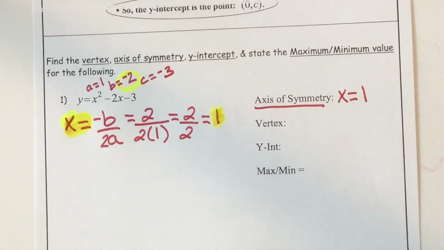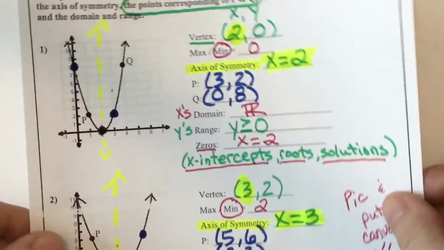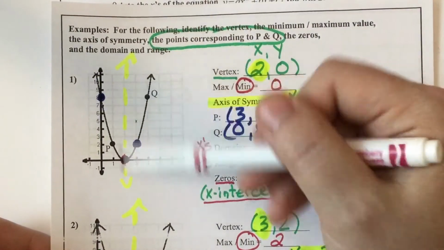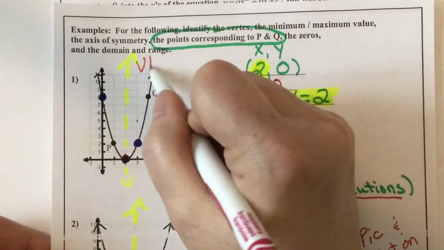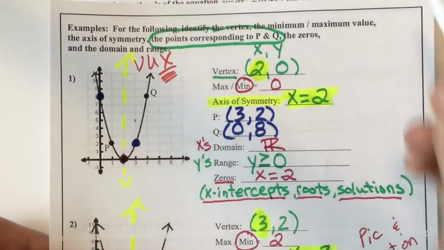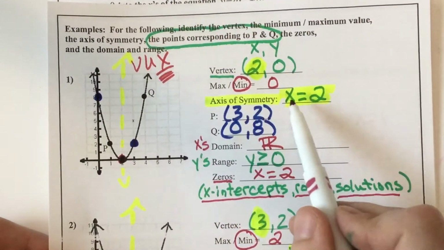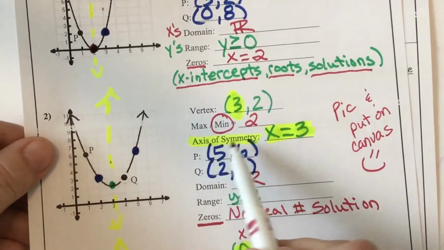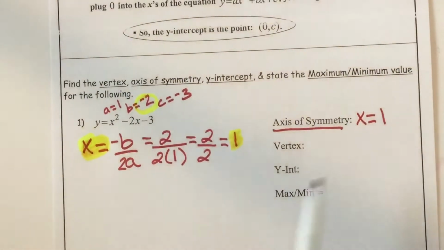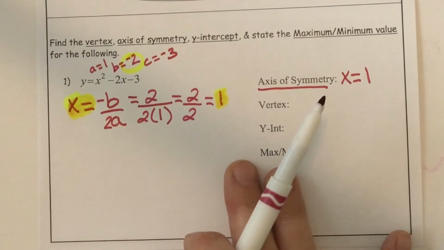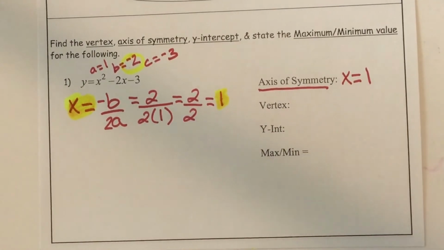When I go back and look at these pictures, the axis of symmetry is a vertical line, and a vertical line is x equals. That's why it has to say x equals. Every time we wrote axis of symmetry, it was x equals. So every time you write axis of symmetry, make sure it says x equals.